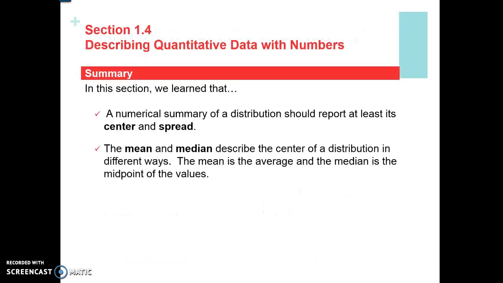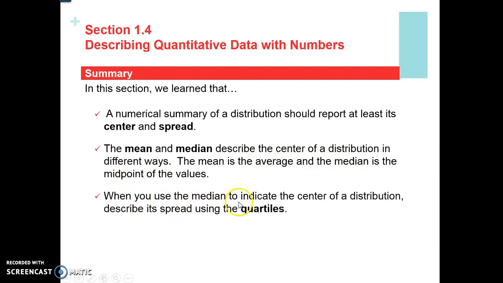All right, so here's your summary. Go ahead and take a minute and read these over. Just remember that your numerical summary always should report the center and spread, okay? And then you can also include that 5-number summary. The mean and median describe the center of the distribution. Remember, the mean is like the average or the balancing point, and the median is specifically the midpoint of the data. When you use the median to indicate the center of the distribution, describe its spread using the quartile, so that's the IQR, and you always want to indicate whether you're using the median, mean, etc.